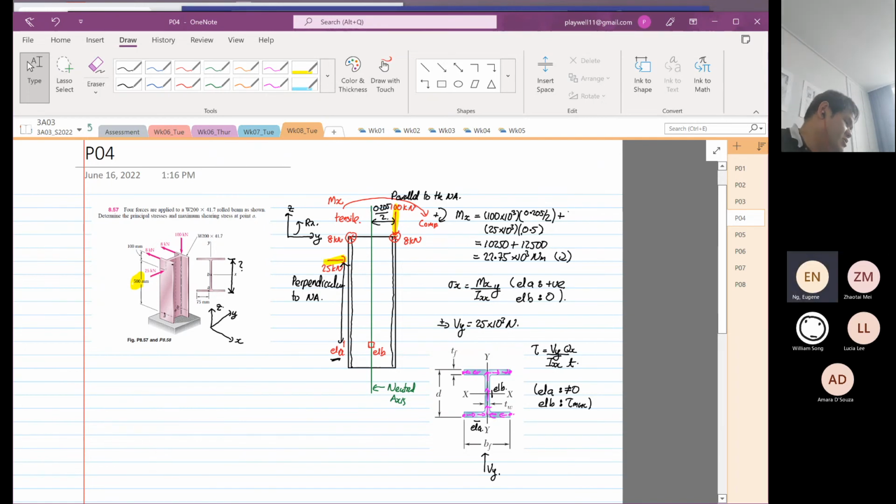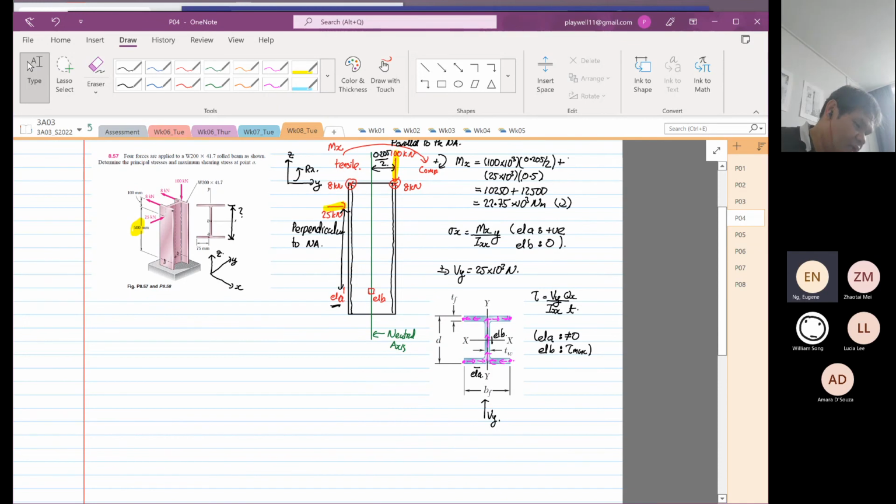Okay, so next we are now going to determine the stresses. So I'm going to do element A first, then we're going to do element B. So let's consider element A.